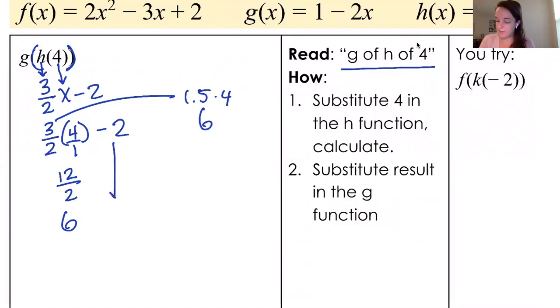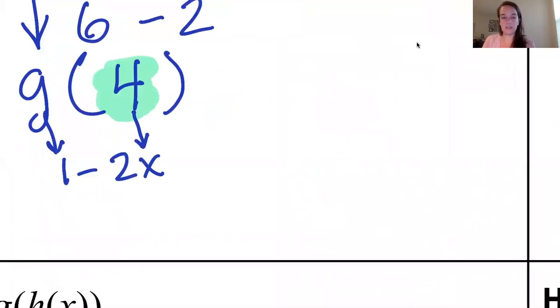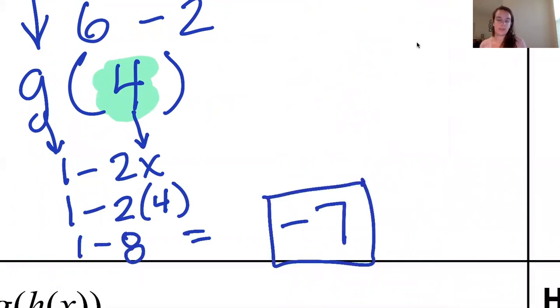We're going to bring down that -2. So we have 6 minus 2 would be 4. So h of 4 simplifies into 4. Now, since the entirety of h of 4 has turned into the number 4, we're going to substitute 4 into the g equation. So we're going to do something very similar. We're going to write down the g equation, which is 1 minus 2x. And then we're going to plug the 4 anywhere that we see x. So we'd have 1 minus 2 times 4. 2 times 4 would be 8. So 1 minus 8 would be -7.